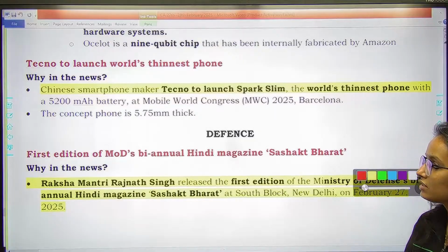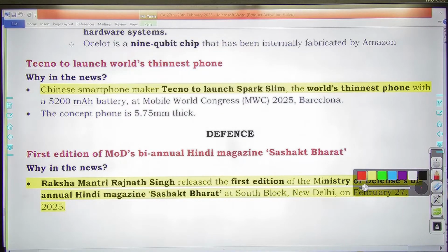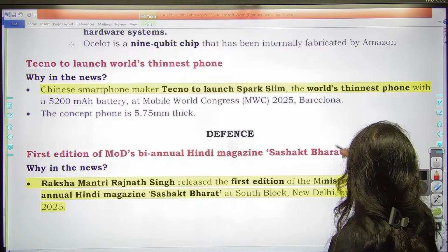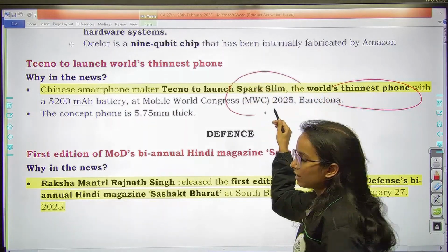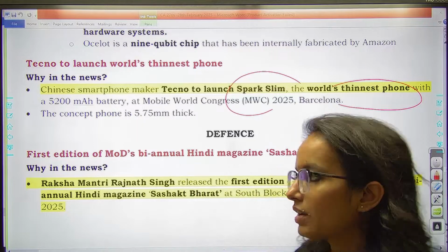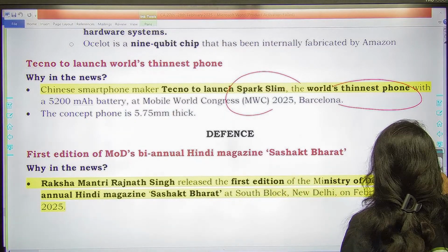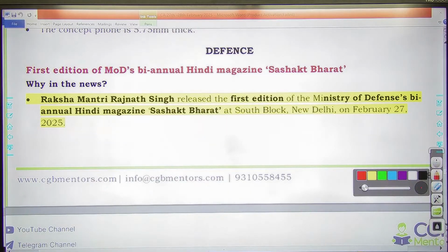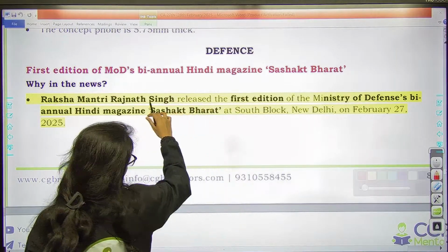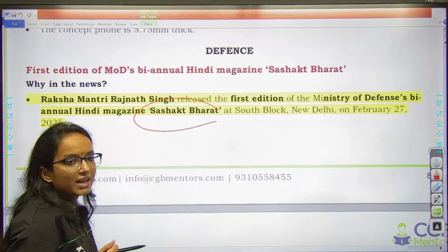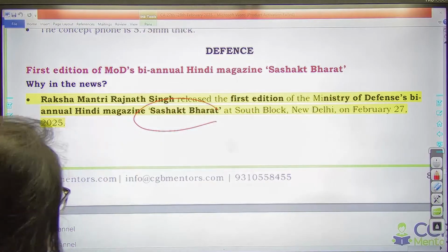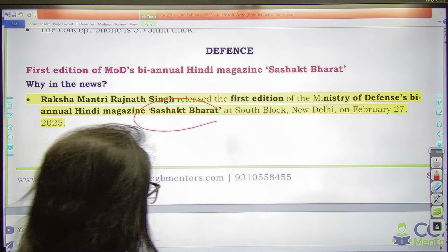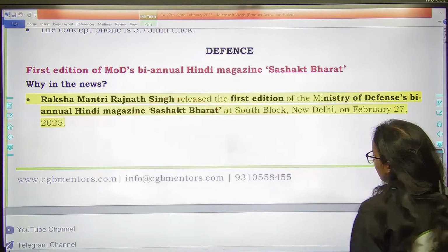Then you have China's smartphone maker Tecno is set to launch Spark Slim, which is world's thinnest phone. Spark Slim, it is going to be world's thinnest phone. Okay, thinnest mobile phone. Defense में you have Raksha Mantri Rajnath Singh released first edition of Ministry of Defense's biannual Hindi magazine. You have सशक्त भारत. So सशक्त भारत क्या है? डिफेंस मिनिस्ट्री की biannual मैगजीन है, उसका फर्स्ट एडिशन रिसेंटली लॉन्च किया है डिफेंस मिनिस्टर ने. सशक्त भारत, remember.